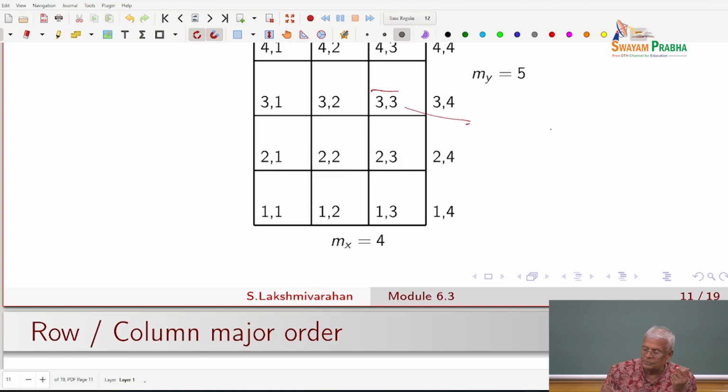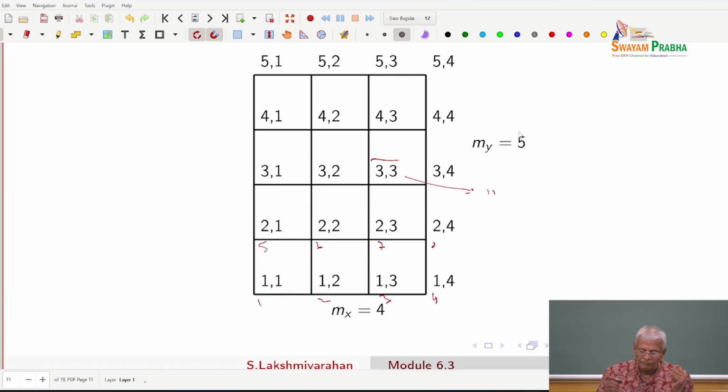So this point is the 11th point. This is the first point, this is the second point, this is the third point, 4th, 5th, 6th, 7th, 8th. So let me write that: 9th, 10th, 11th, 12th, 13, 14, 15, 16, 17, 18, 19, and 20. So each place has two numbers. One is a double digit, another is a single digit.